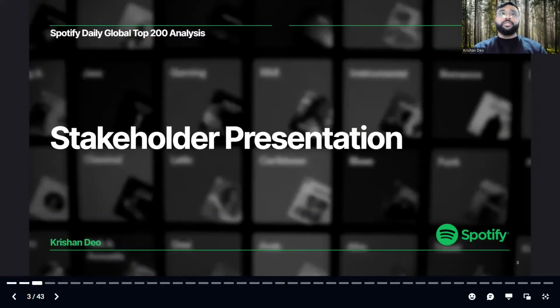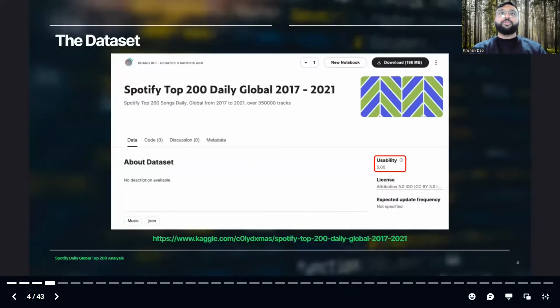Starting with the stakeholder presentation, the dataset that I used for this project was uploaded to Kaggle by an individual named Khan Bui. It contains over 1,000 constituent JSON files that contain the daily global top 200 rankings for each day between 2017 and 2021. The dataset was ranked as having a usability of 5 on Kaggle.